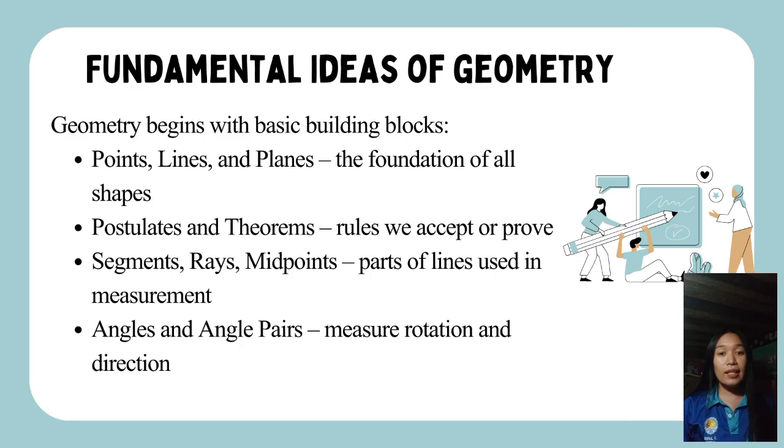So now let's discuss segments, rays, and midpoints. So segments have two endpoints and measurable length. Rays start at one point and extend infinitely, and midpoints divide segments into two equal parts, helping measure distances and locate positions accurately. So angles and angle pairs.